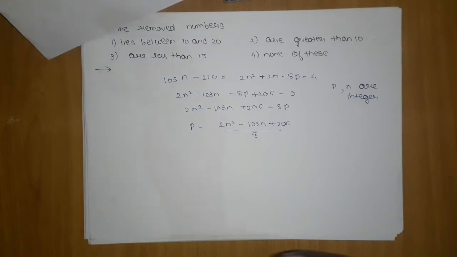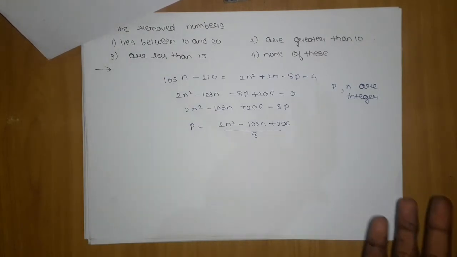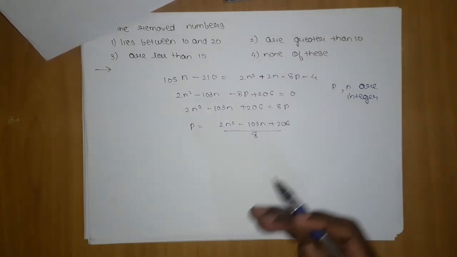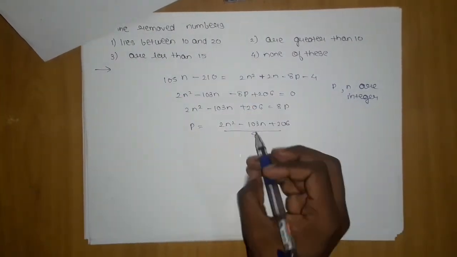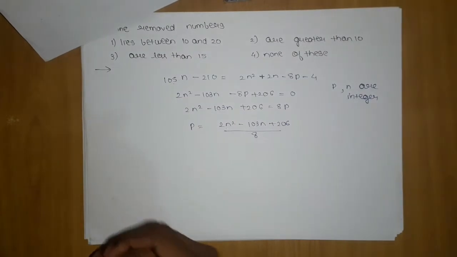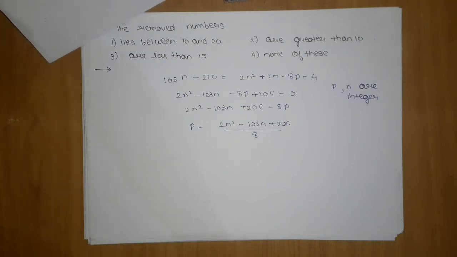We have done questions like that where n is independent, so this is just the advanced version of that. If p is an integer, this equation should also form an integer. For that, it should be divisible by 8. When will it be divisible by 8? Okay, just think, when will it be divisible by 8?